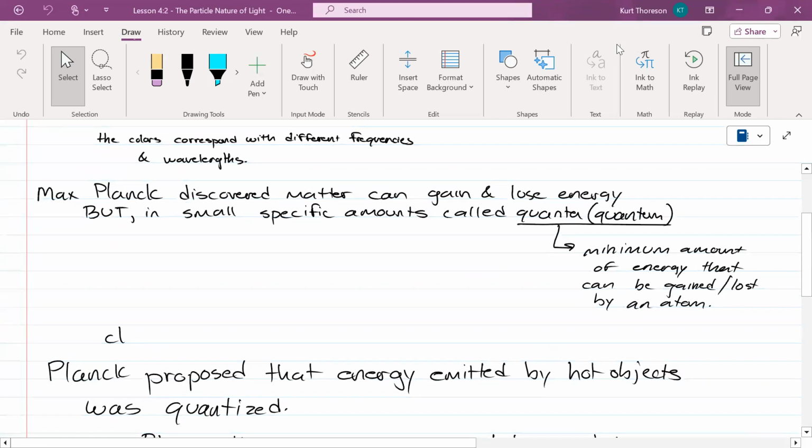Max Planck discovered matter can gain and lose energy, but in small steps, one at a time, that are called quantum or quanta. You can go up one energy level at a time, 1 to 2, 2 to 3, 3 to 4, or you could go down 4 to 3, 3 to 2, 2 to 1. You cannot skip steps. You can't go from 1 to 4, and you can't take half steps. You can't do 1.5, 2, 2.5. It's got to be 1 to 2, 2 to 3, 3 to 4, and so on.